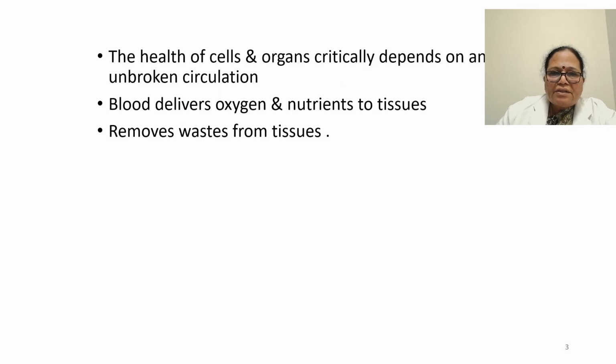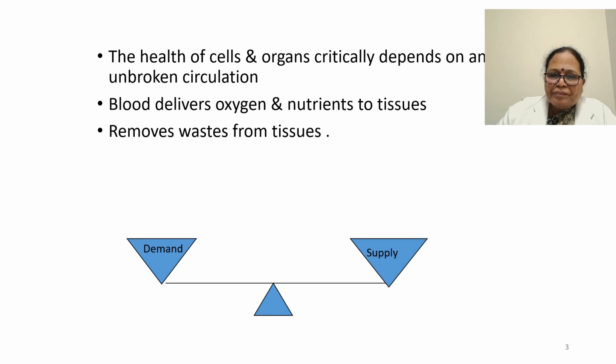The health of cells and organs critically depends on an unbroken circulation. All of us have circulation, and you don't want it to be broken. If it is broken, either we bleed to death or we clot to death. Blood delivers oxygen and nutrients to the tissues and removes waste from the tissues. This is the balance, the demand and the supply. The body needs a supply of oxygen and the organs demand it, so the demand has to be fulfilled by the supply.